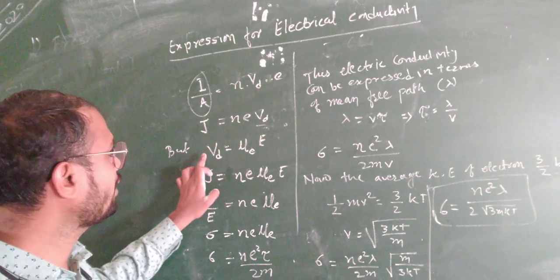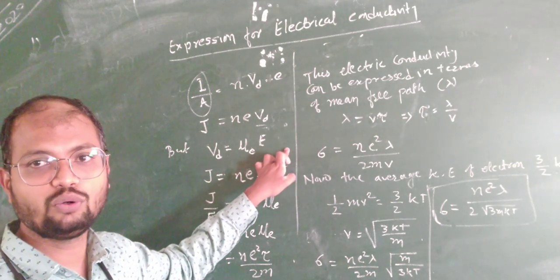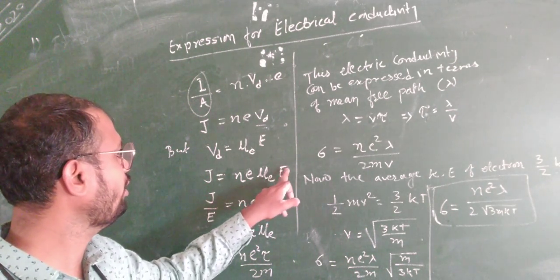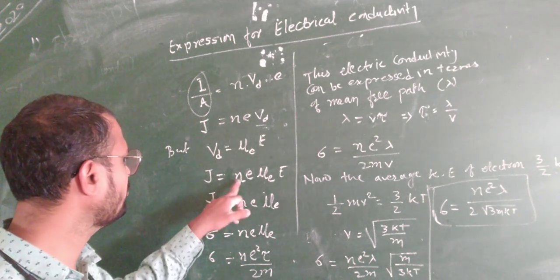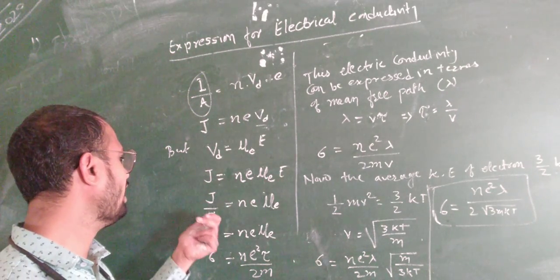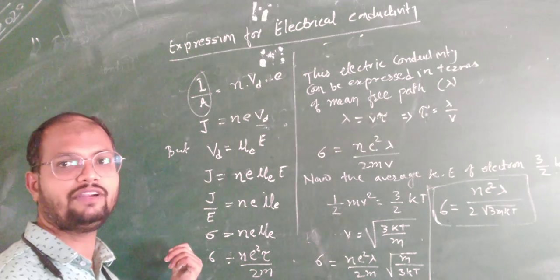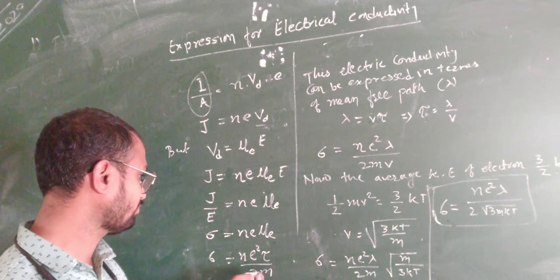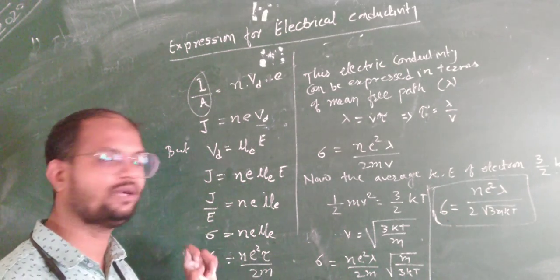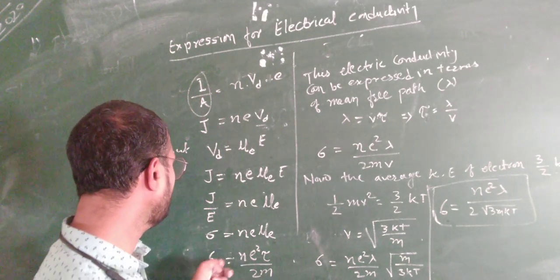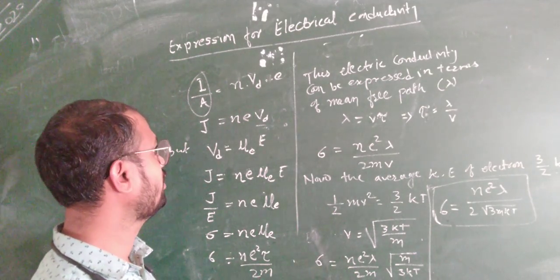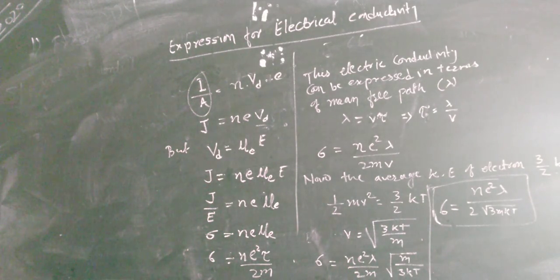But drift velocity is equal to mu e into the electric field E. Therefore J is equal to n e mu e into E, so J upon E is n e mu e. But J upon E is the electrical conductivity, so sigma is equal to n e mu e. But mu e is e tau upon 2 m. Putting this value in this equation, we get sigma is equal to n e square tau upon 2 m. Thus the electrical conductivity can be expressed in terms of the mean free path.